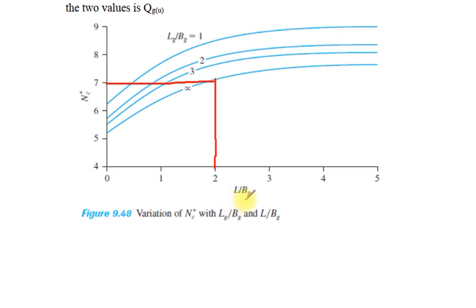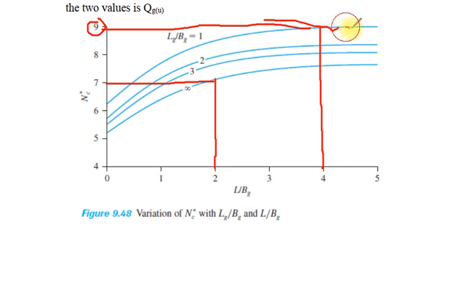If L over BG is greater than 4 for a square block, NC star is approximately equal to 9. If L over BG is greater than 4 at any point here, NC will be equal to 9.